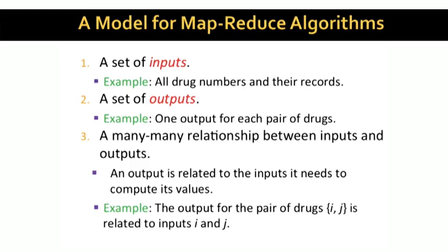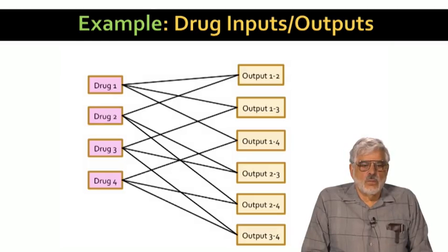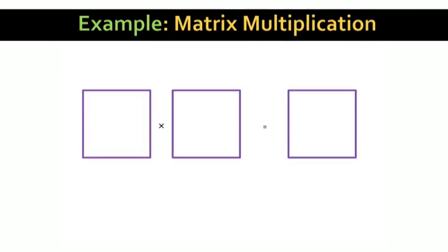We connect an input to those outputs such that the mapper for that input creates some key-value pair necessary to compute that output. Here's what the many-to-many mapping looks like between inputs and outputs for the drug interaction problem with 4 inputs. In this case, there are 6 outputs, each corresponding to one of the 6 pairs of drugs.